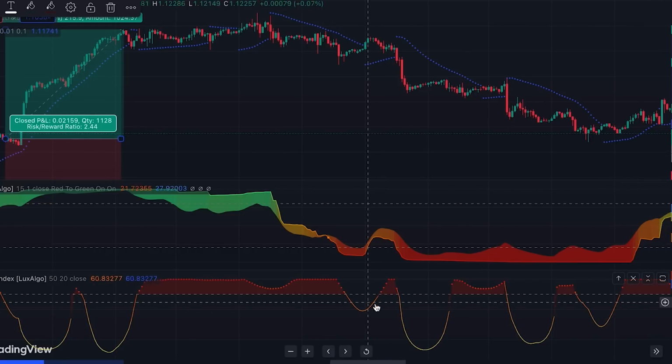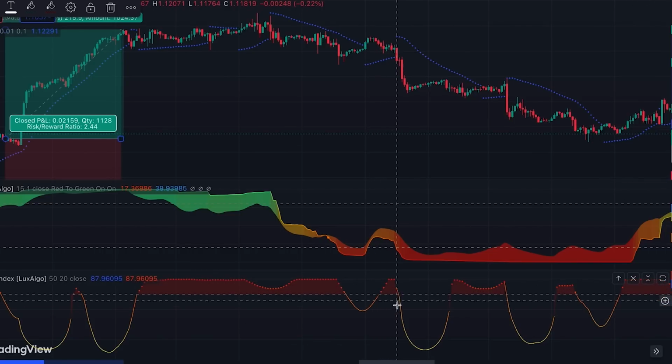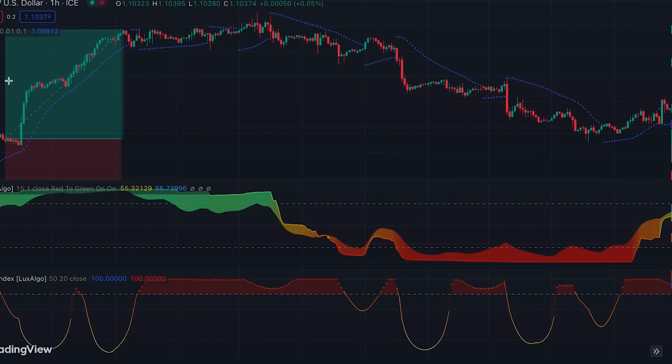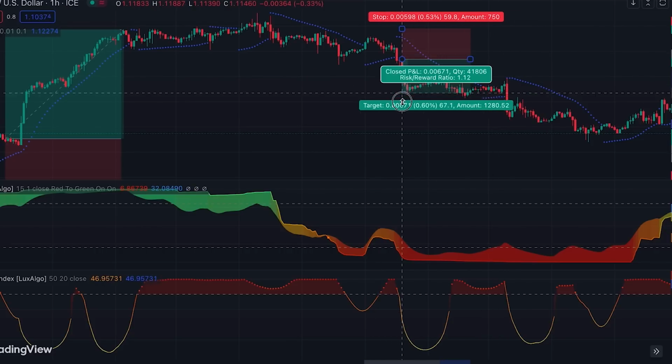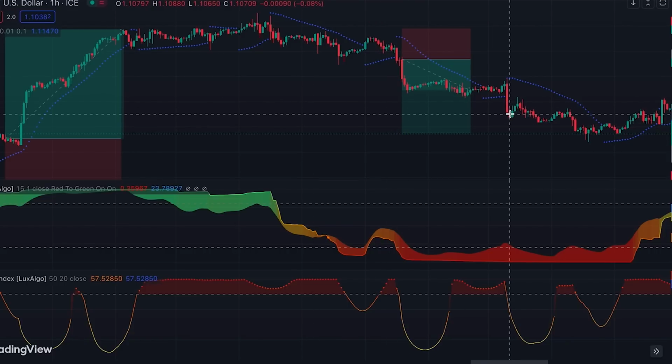Similarly, we wait for the squeeze index to go above 80 and cross back below 80, and the signal is confirmed only if the parabolic SAR is above the price. So we can enter a short position here as this new candle is opened. And after this trade, which is a profitable trade, another short position could be entered here at this point after this signal.